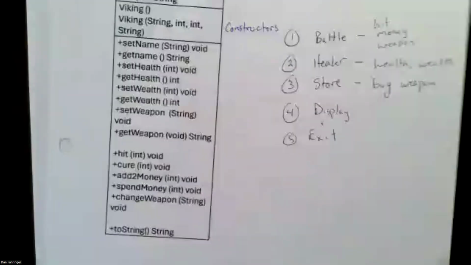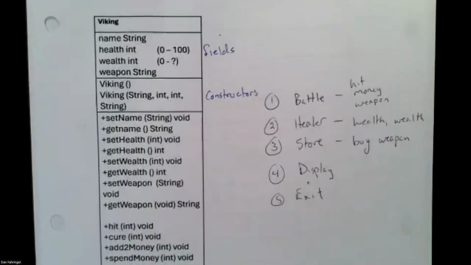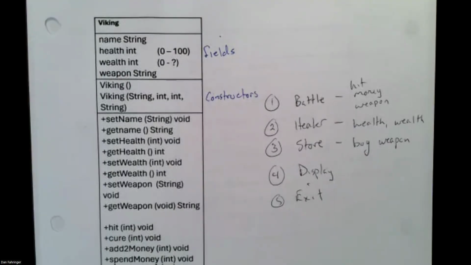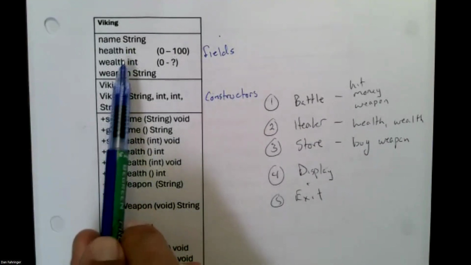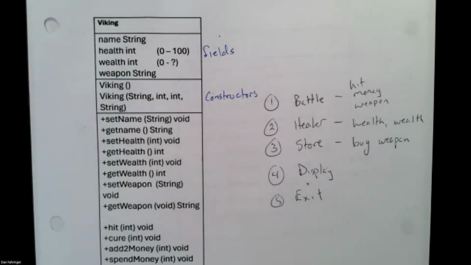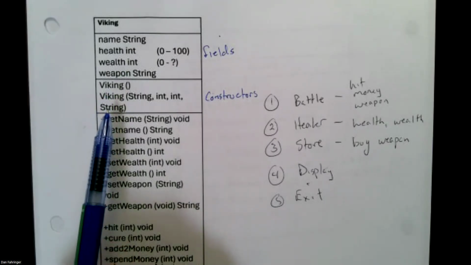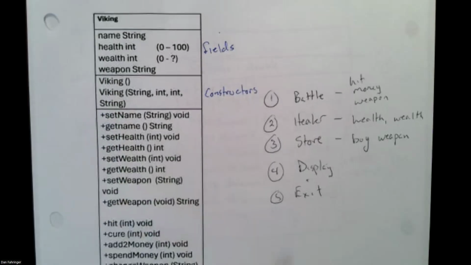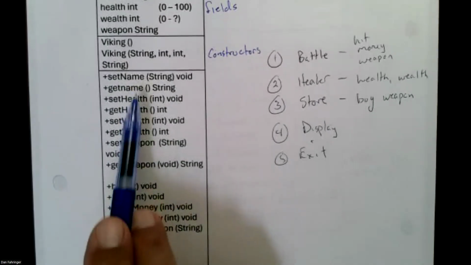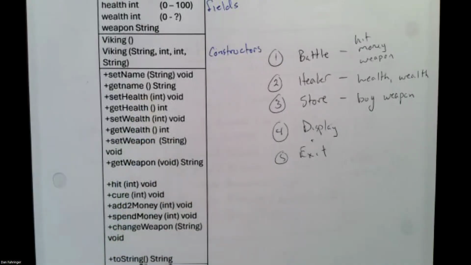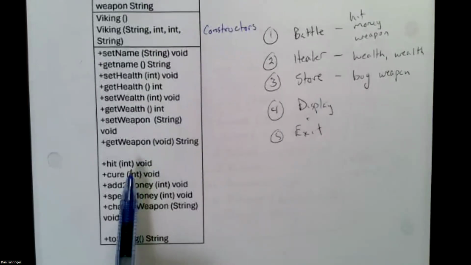Check out this one. There used to be a time we would do this in class. I have a class called Viking. The Viking has a name, health, wealth, and a string for weapon. We have two constructors. Check that out. We could have set name, get name, set health, get health. Set weapon, get weapon. Hit. Uh-oh. How many points did I lose? Cure, how many points did I add? Add money, spend money, change weapon.